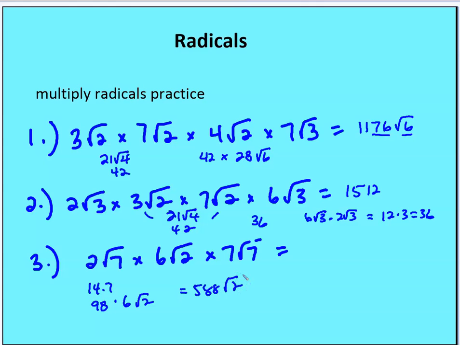Okay, that's it for our quick review of radicals, operations with radicals, and defining simplest terms with radicals. Next step is for us to talk about complex numbers.